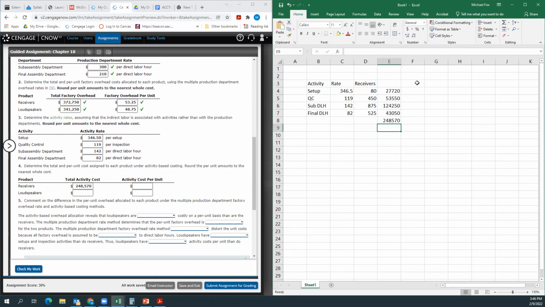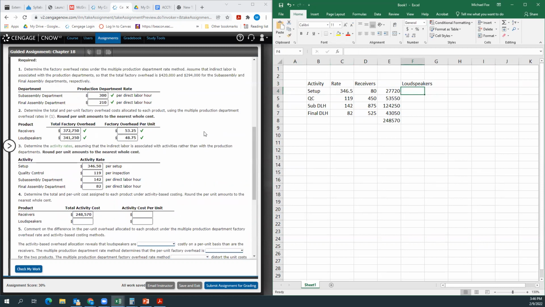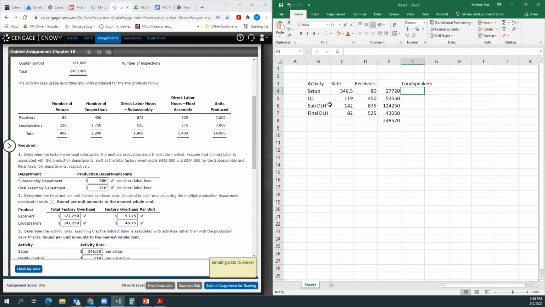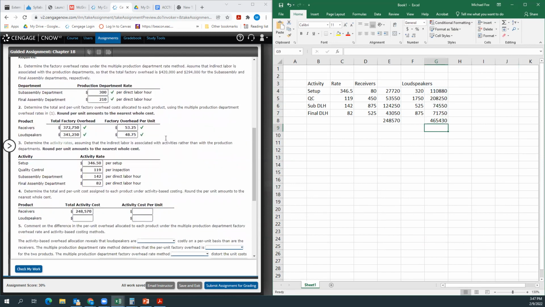For my loudspeakers, I had 320 setups. I had 1,750 inspections. Wow, so a lot more going into it. 525 subassembly direct labor hours, and 875 final assembly direct labor hours. Again, I'll just multiply the rate times the quantity. And again, I can see my total cost, $465,430.